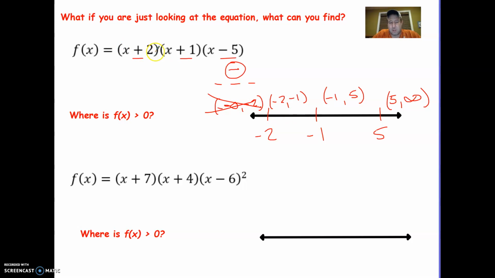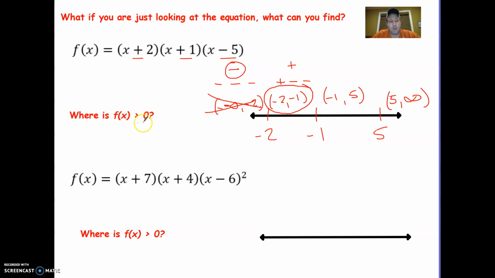Negative 1.5 plus 2 would give us a positive number. Negative 1.5 plus 1 is a negative answer. I really don't care what the answer is. I just want to know if it's positive or negative. Negative 1.5 minus 5 would be a negative answer. A positive times a negative is a positive result, which means this is a part of our answer, because if we get a positive answer, then we know the answer is greater than 0.